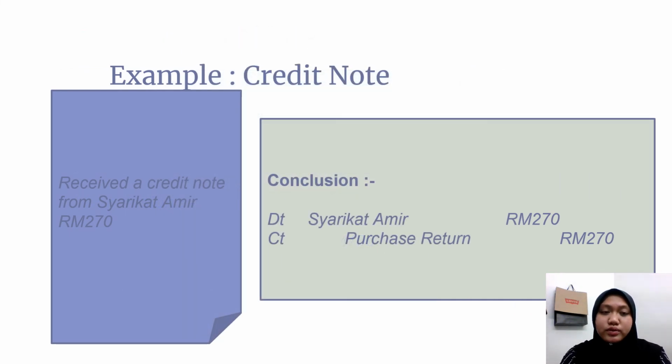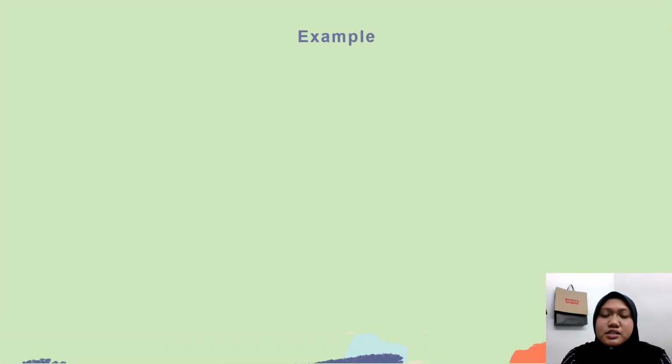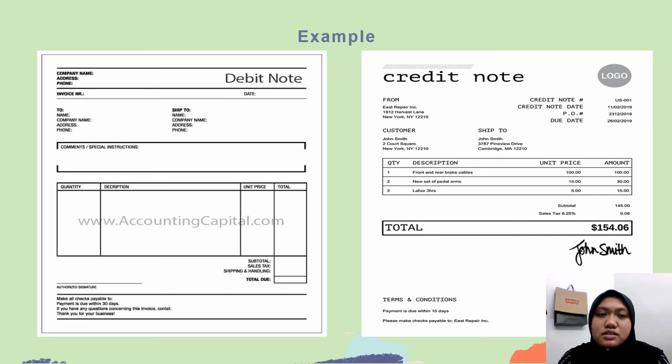Okay, so let's look at the second example for credit note. So if the question is receive a credit note from Syarikat Amin 270 ringgit, and the conclusion is we must debit the Syarikat Amin and credit the purchase return, because as we know a credit note will apply when there is a return of goods. So the last is this is an example for voucher, debit note and credit note.